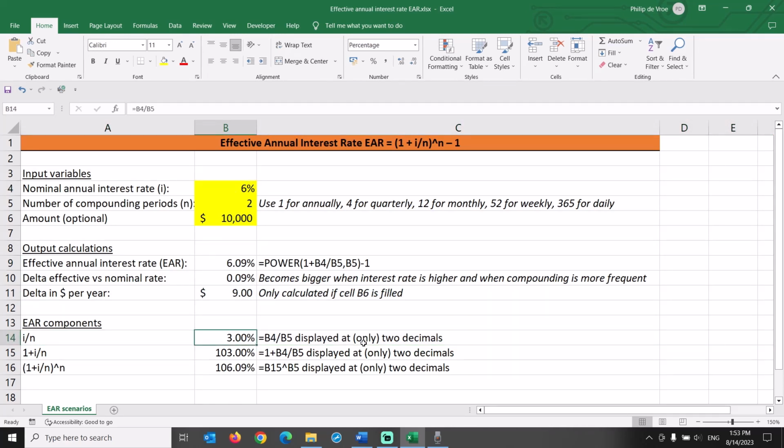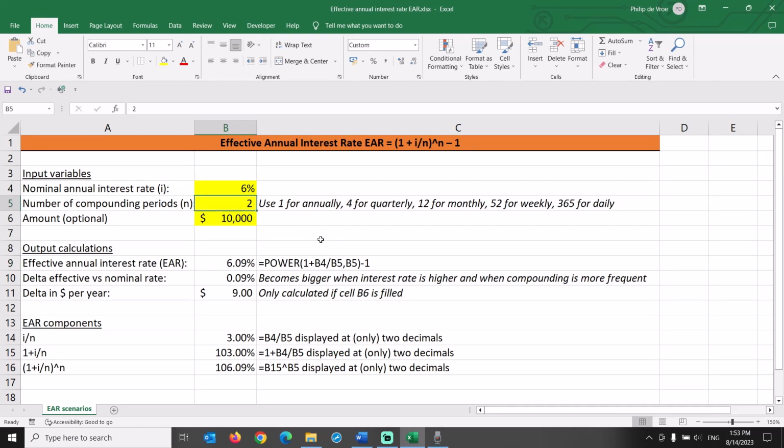i divided by n is 3%, and 103% is raised to the power 2. The EAR is higher than the nominal rate once the number of compounding periods is higher than 1. In other words, more frequent compounding than annually. The EAR can also be lower than the nominal rate in case the number of compounding periods is lower than 1. In other words, less frequent compounding than annually, which is a rare occurrence in real life.